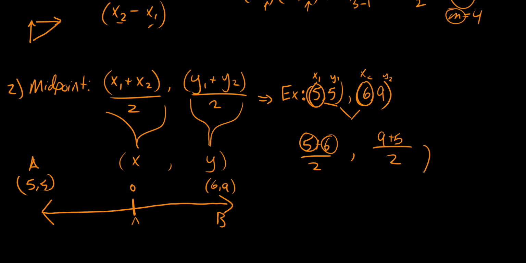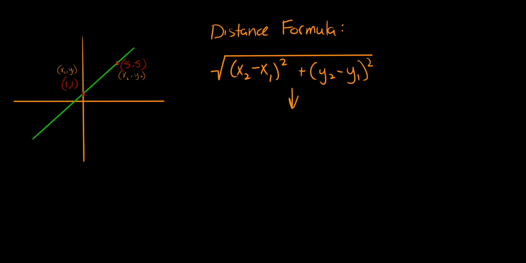And then we have to simplify this. So 5 plus 6 over 2 would be 11 over 2, comma. 9 plus 5 would be 14 over 2, or 7. That would be your midpoint. So this point right over here would be 11 over 2, comma 7. Okay? It's pretty straightforward, to be honest. The next formula is going to be the distance formula.